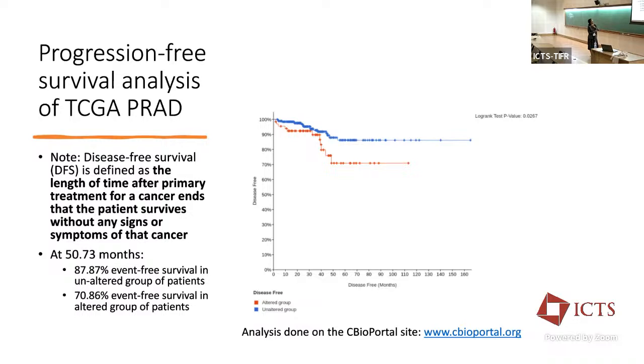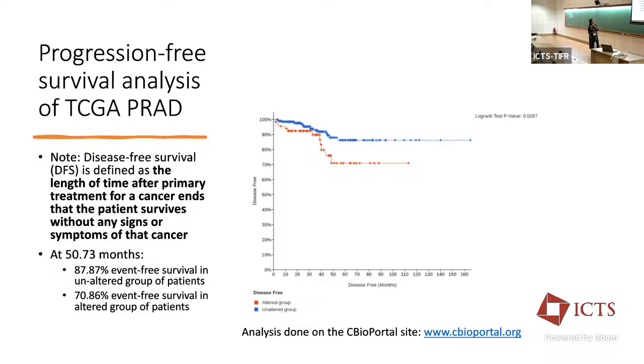So now, this is disease-free survival. What is disease-free survival? It's defined as a length of time after primary treatment. The primary treatment could be different treatments, chemotherapy, radiotherapy, or other therapies that we do in prostate cancer patients. After that primary treatment for the cancer ends, the patient survives without any signs or symptoms of that cancer for a period of time T.